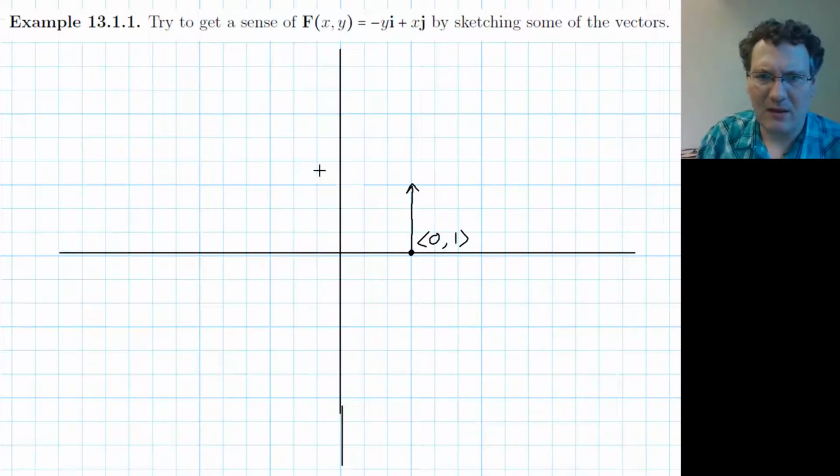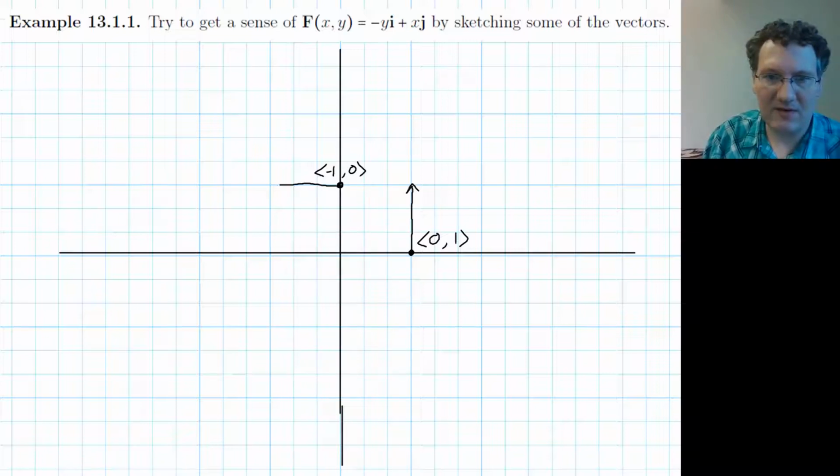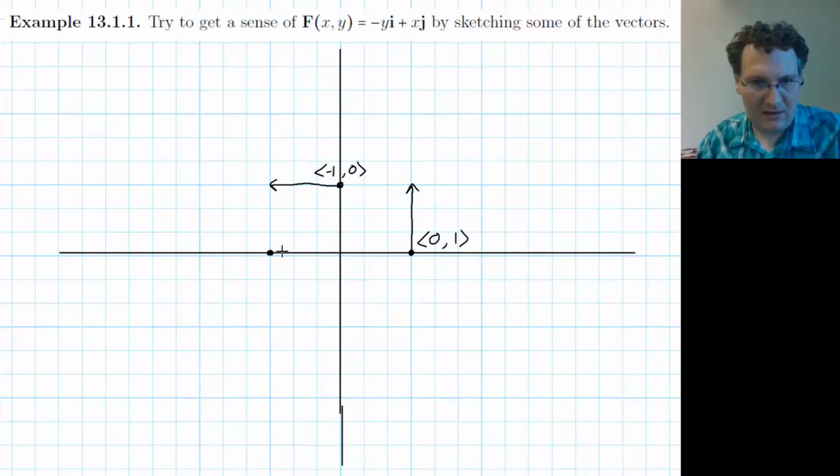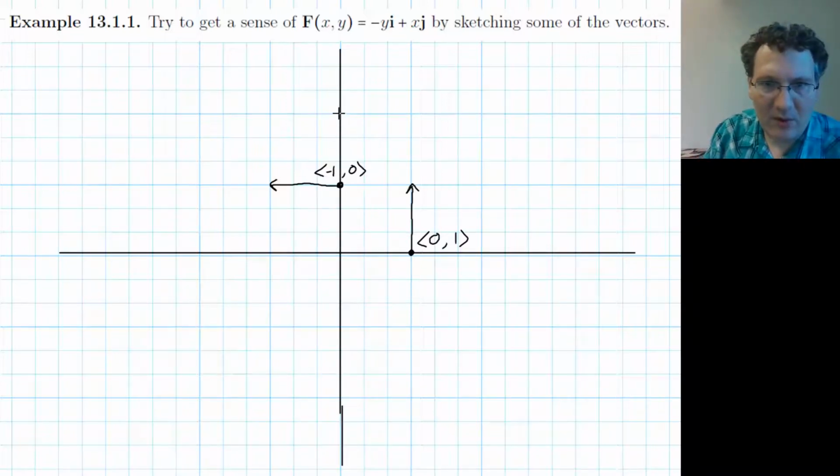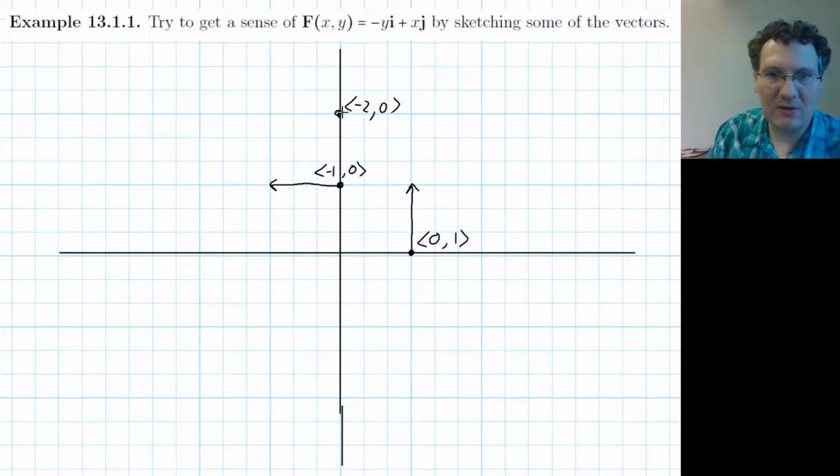Okay, so let's take the point (0, 1), and the vector that's going to come out of that is going to be the vector (-1, 0), right? And so that's going to be this vector here. Let's take a few more points. Let's take this point here. The vector is going to be (-2, 0). And so that vector, I'm going to draw the length here.